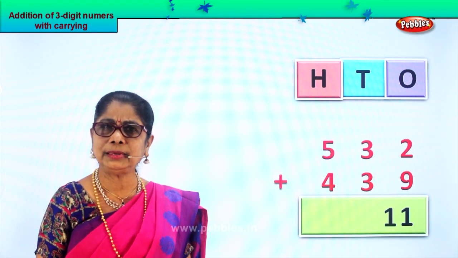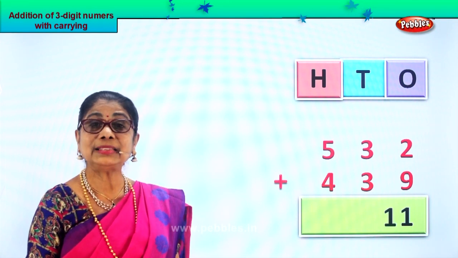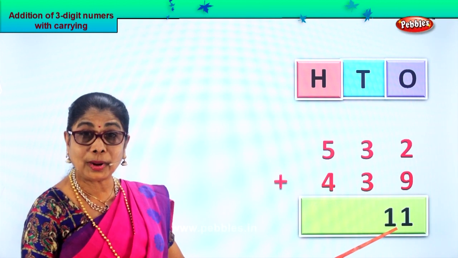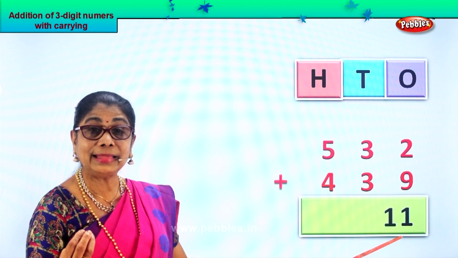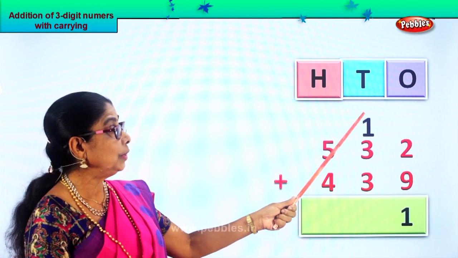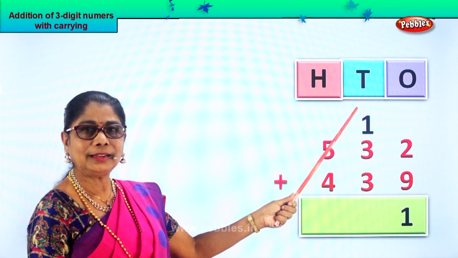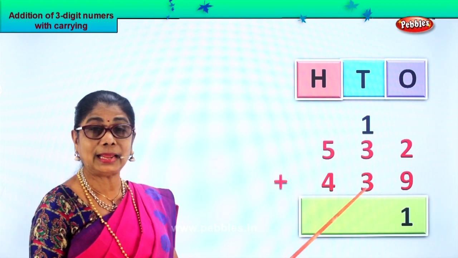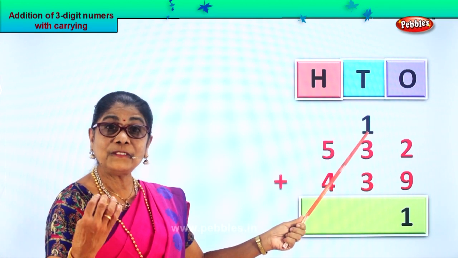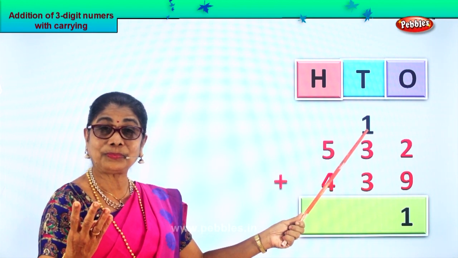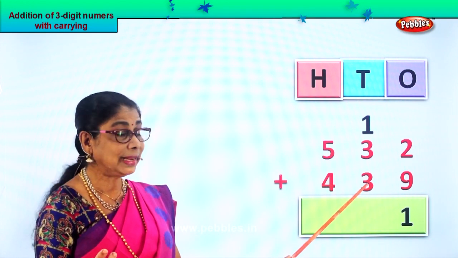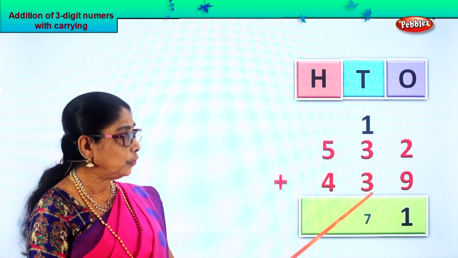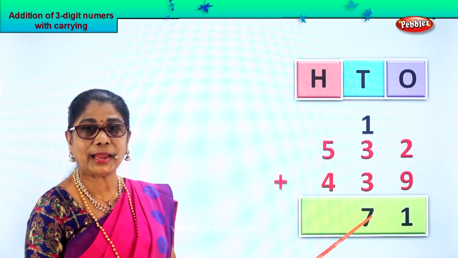What is 11 ones? 10 plus 1. That is 10 plus 1 is 11, and the 10 ones make 1 ten. That 1 ten, we put it here. Good. Let's add up all the tens now. 1 ten plus 3 tens plus 3 tens. What is 1 plus 3? 4 tens. 4 in the mind and take 3 fingers up. After 4: 5, 6, 7. 4 plus 3, 7 tens.